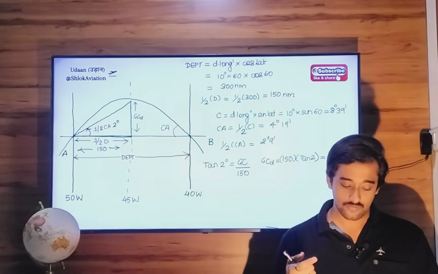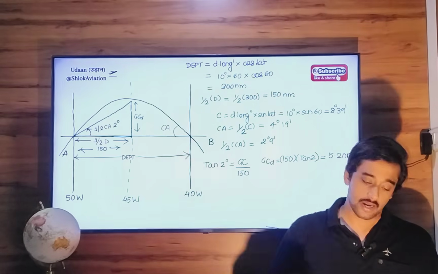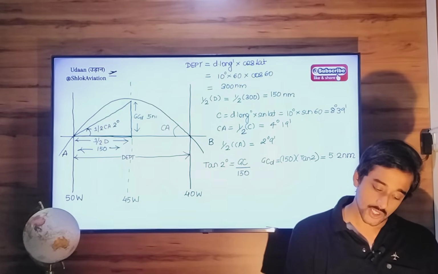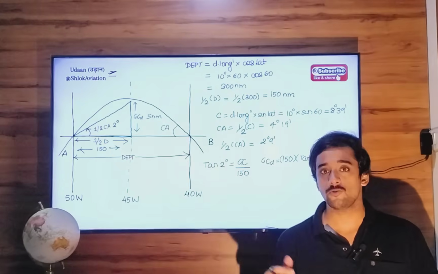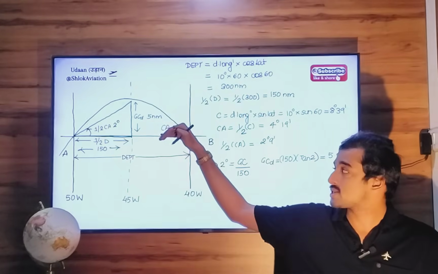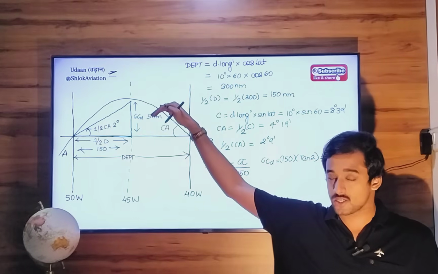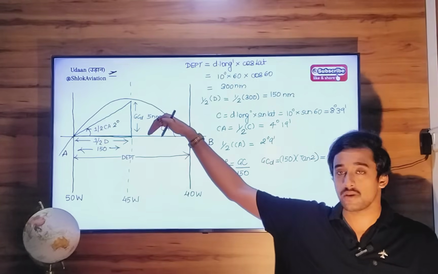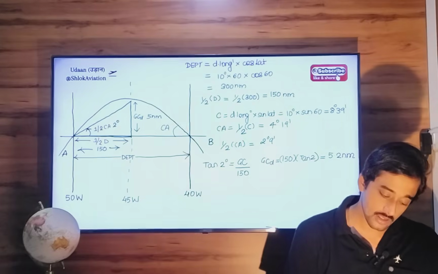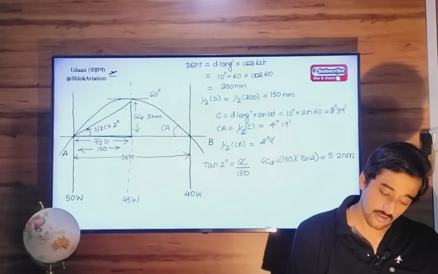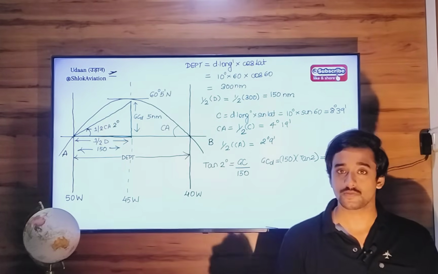So d lat. If this is 5 nautical miles, then 5 nautical miles is equal to 5 minutes. You are traveling from 60 degrees north upwards in the northerly direction. So 60 north plus 5 minutes. This latitude will be 60 degrees 5 minutes north.